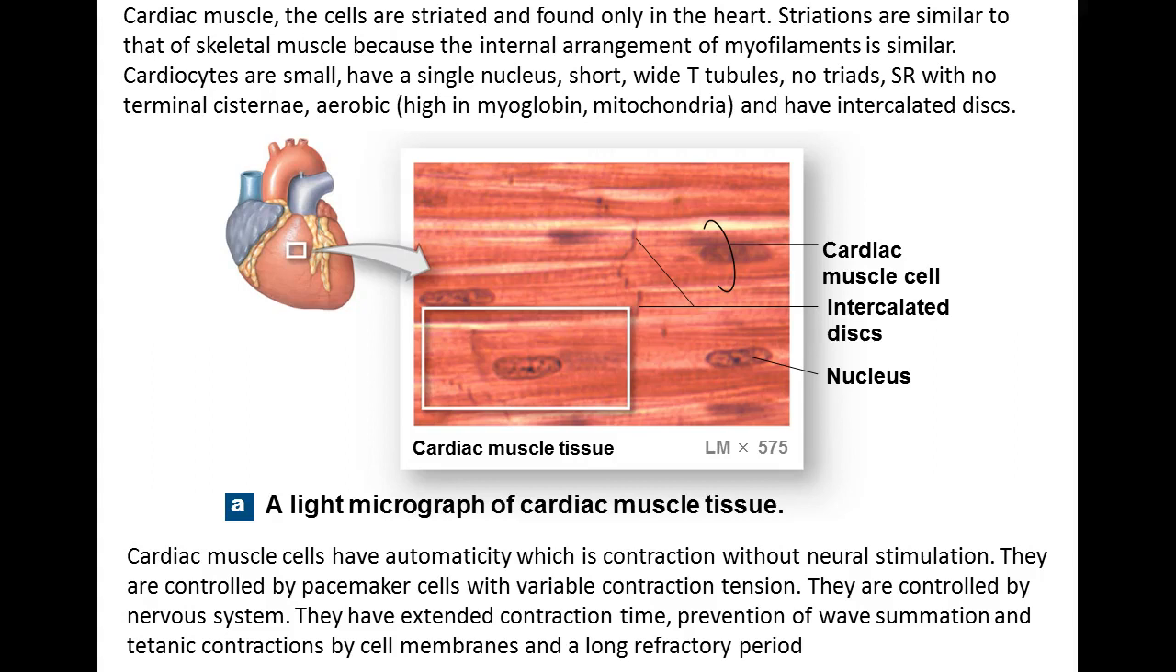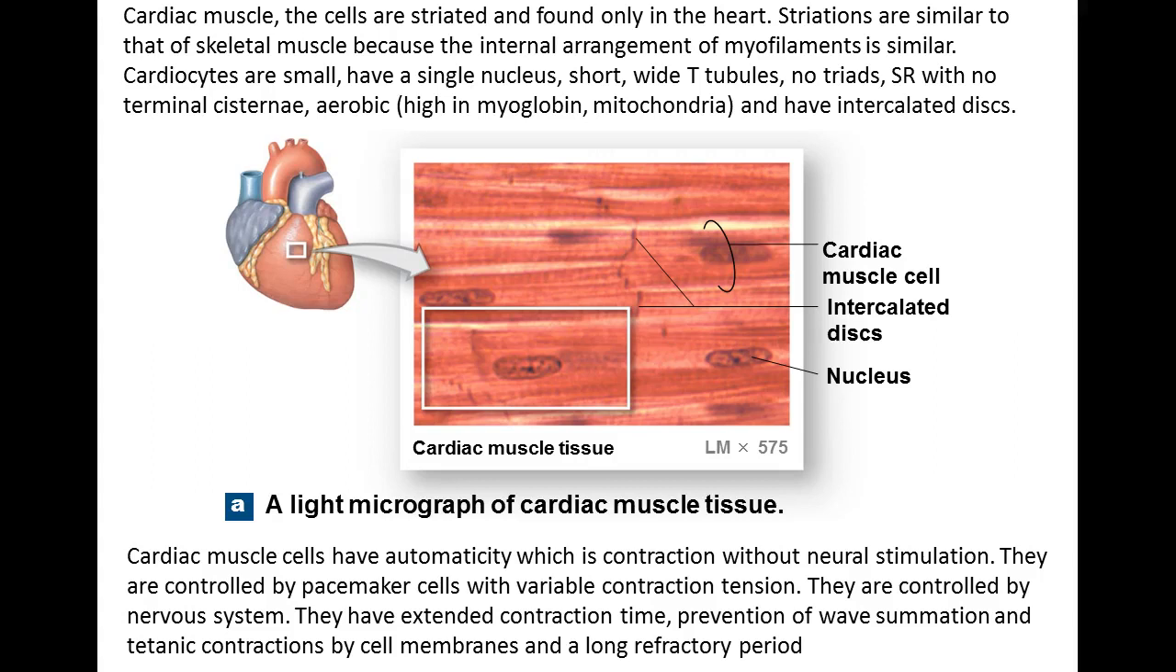But unlike skeletal muscle, cardiac muscles have specialized cells called cardiocytes. They are small, and they only have a single nucleus. Remember, the skeletal muscles are multinucleate. And they have a different arrangement with regard to those triads. As a matter of fact, they have no triads. They have a short, wide T-tubule. Remember that the T-tubule is to allow the calcium to disperse throughout the entire unit of muscle fibers. Well, this T-tubule is slightly different.